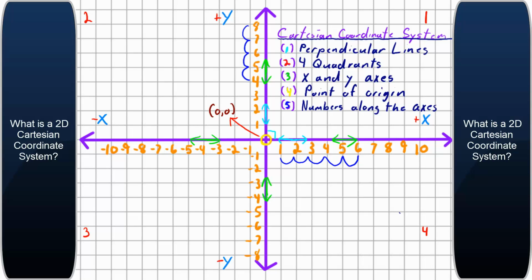Okay, we have learned a lot about a Cartesian coordinate system, a 2D Cartesian coordinate system. In my next video, I will talk about plotting on a 2D Cartesian coordinate system.